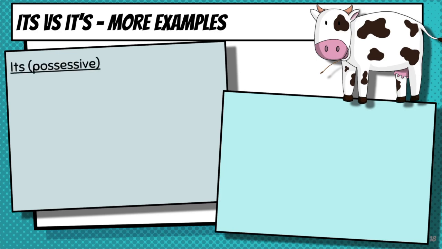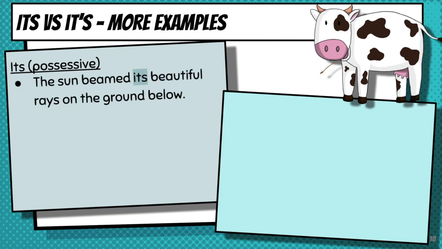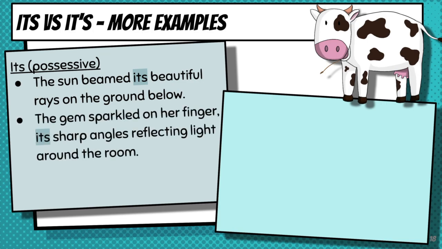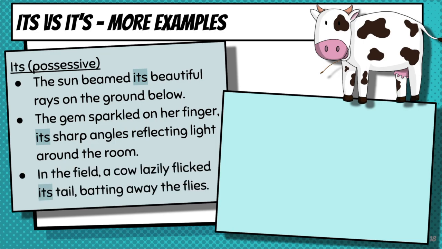So we've got the possessive form, showing possession of something. The sun beamed its beautiful rays on the ground below. The gem sparkled on her finger, its sharp angles reflecting light around the room. And in the field, a cow lazily flicked its tail, batting away the flies. In all of those examples that I've highlighted there for you, you can see that we do not have a single apostrophe. There isn't one in sight.